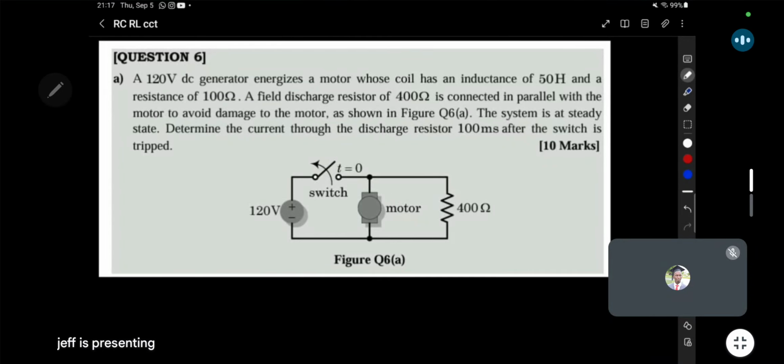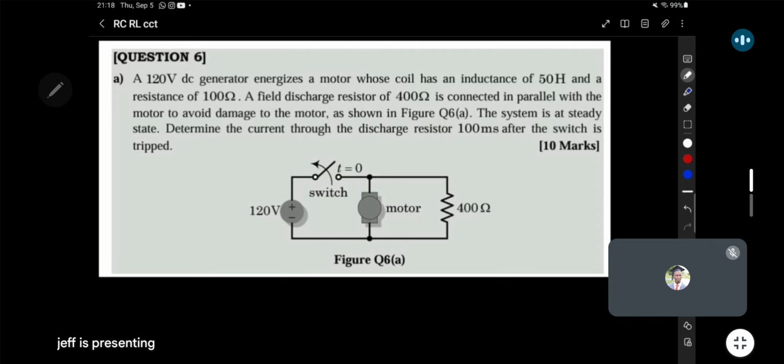In this class, we're going to look at some examples on source-free RC, RL circuits and how to work them out. So I have a few lined up examples coming from past tests and past exam papers, and you'll see exactly how to approach them.